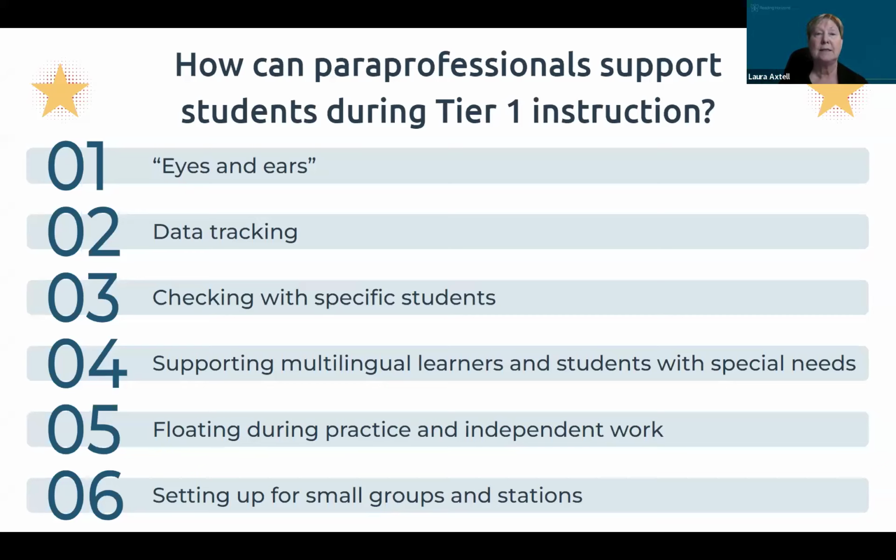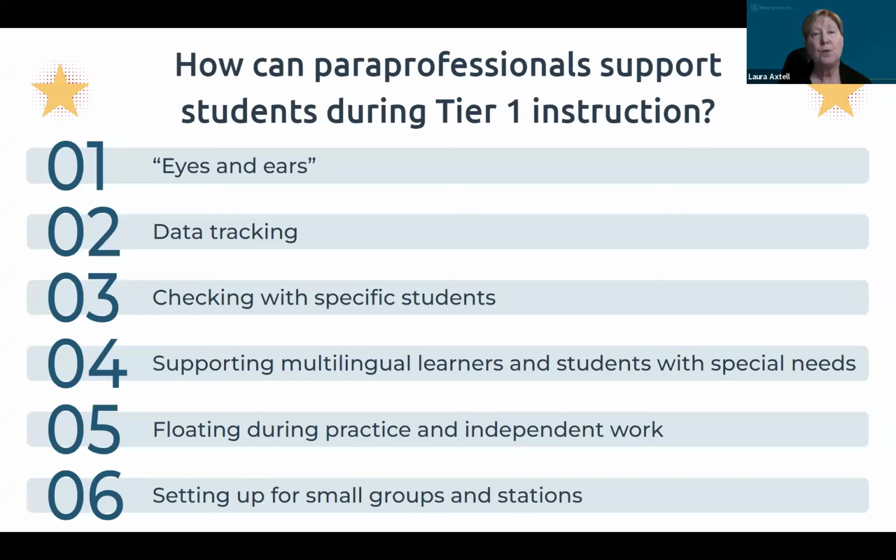Floating during practice and independent work is really important. The more people, the more eyes and ears we have, but during small group and independent work can be really important, because it's very challenging for a teacher to try and keep track of everything that's happening in a classroom.